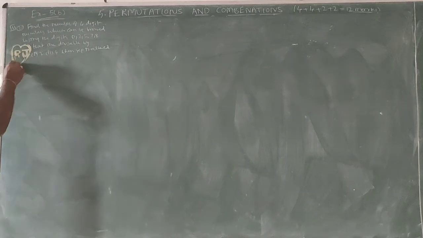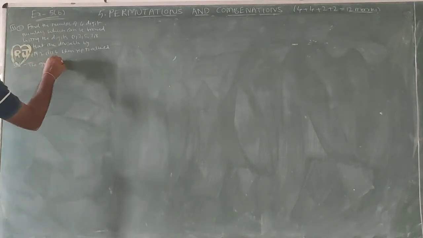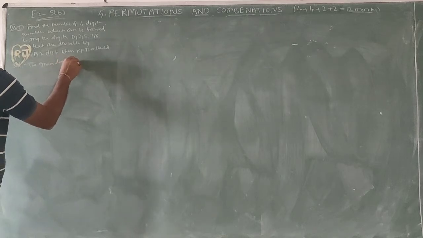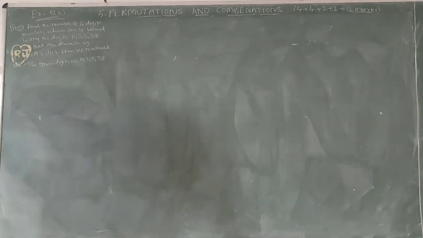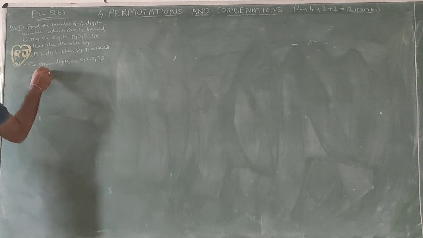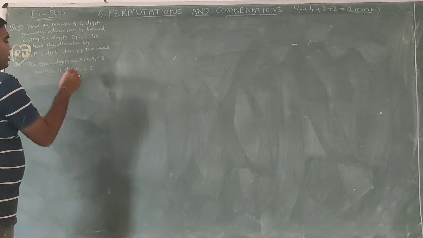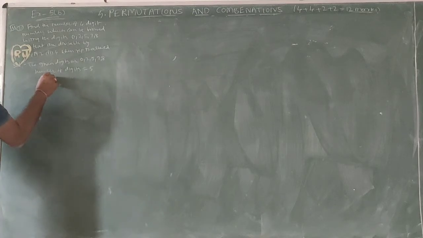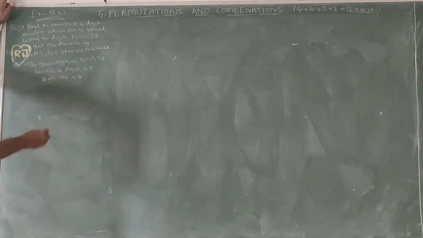So first solution, the given digits are 0, 2, 5, 7, 8. So these are the given digits. So how many digits? Number of digits equal 5. Digits required equal 4. So we need 4 digit numbers. So from 5 we choose 4. Okay, repetition is allowed.